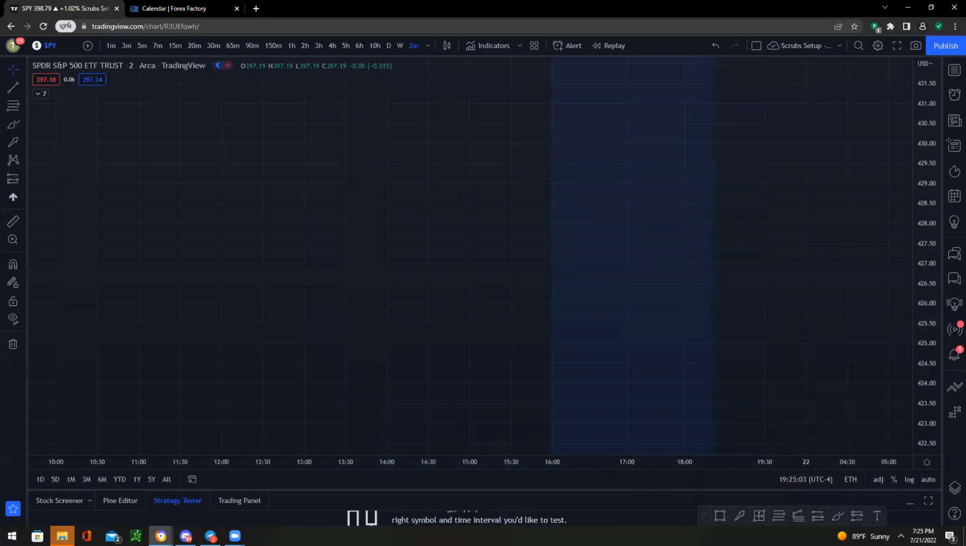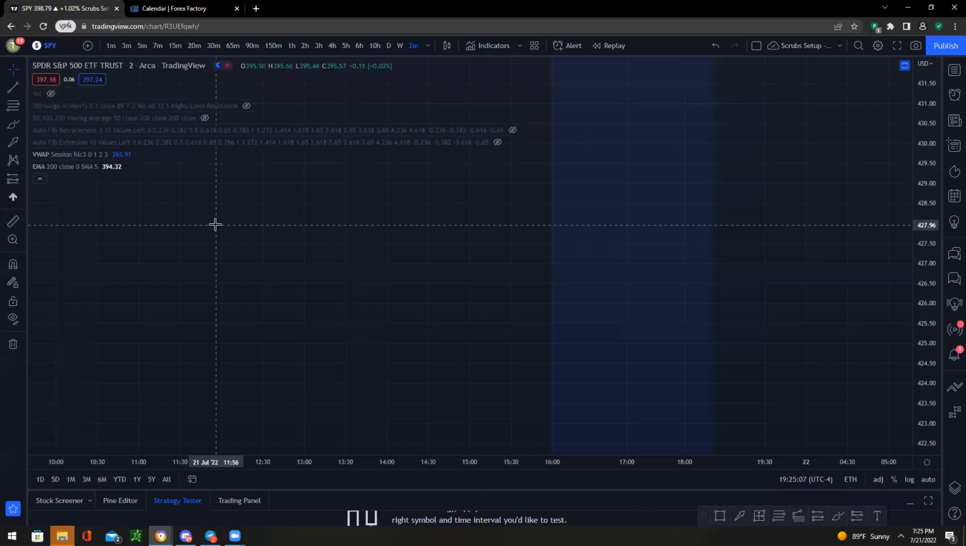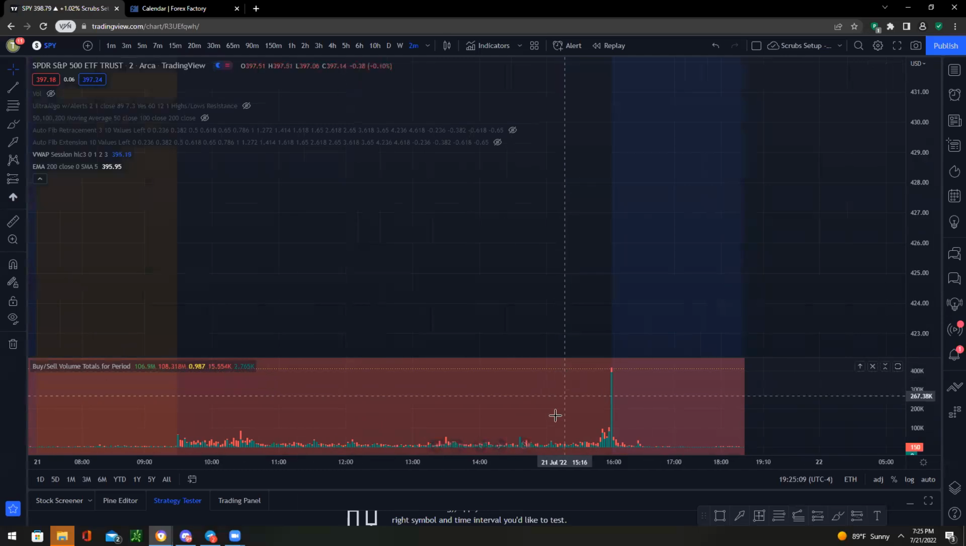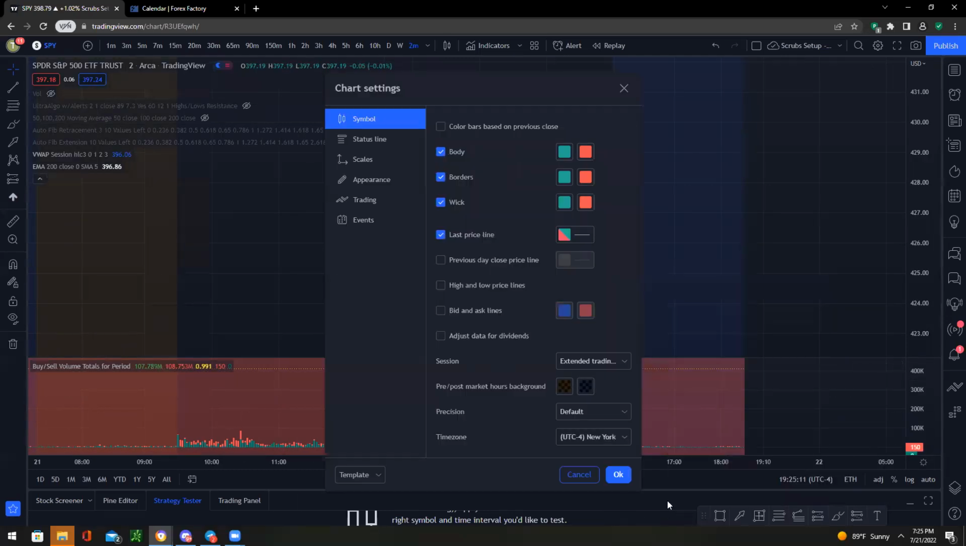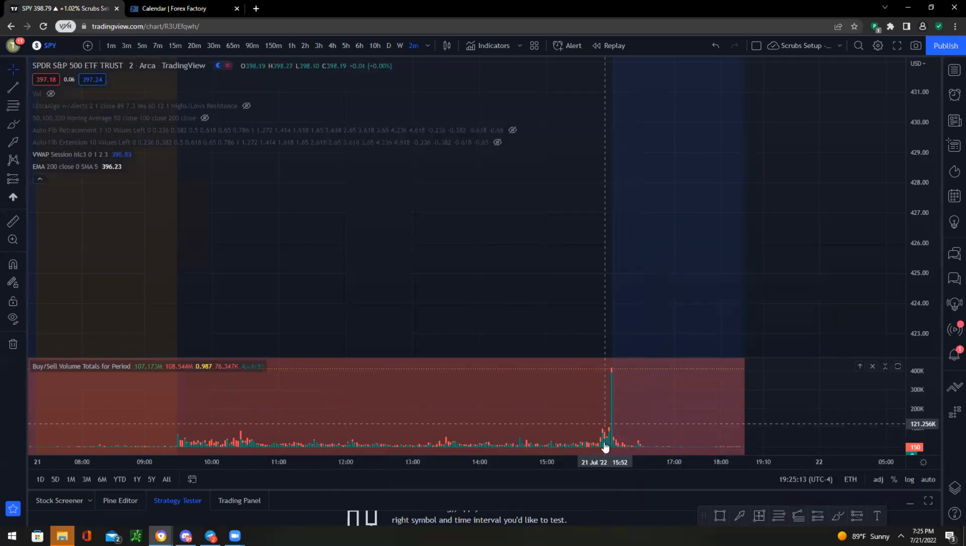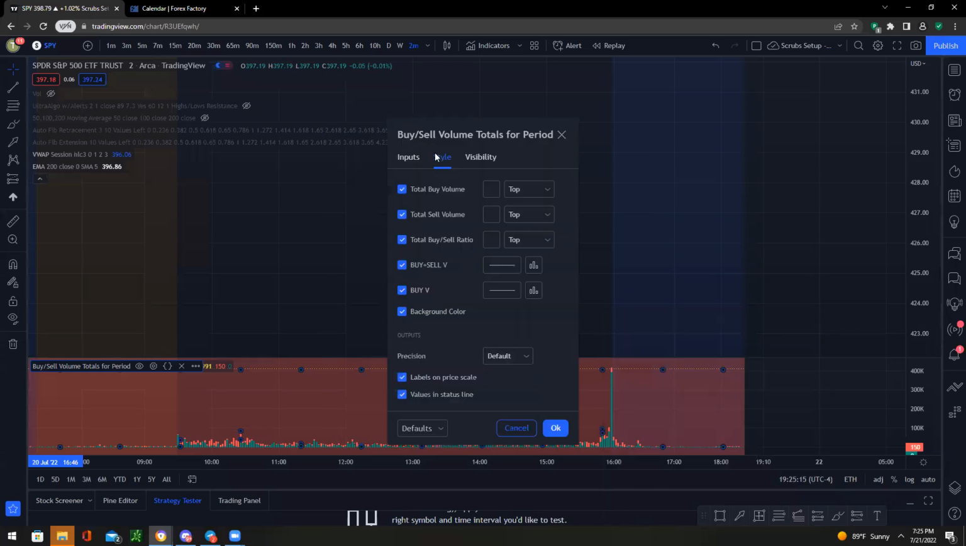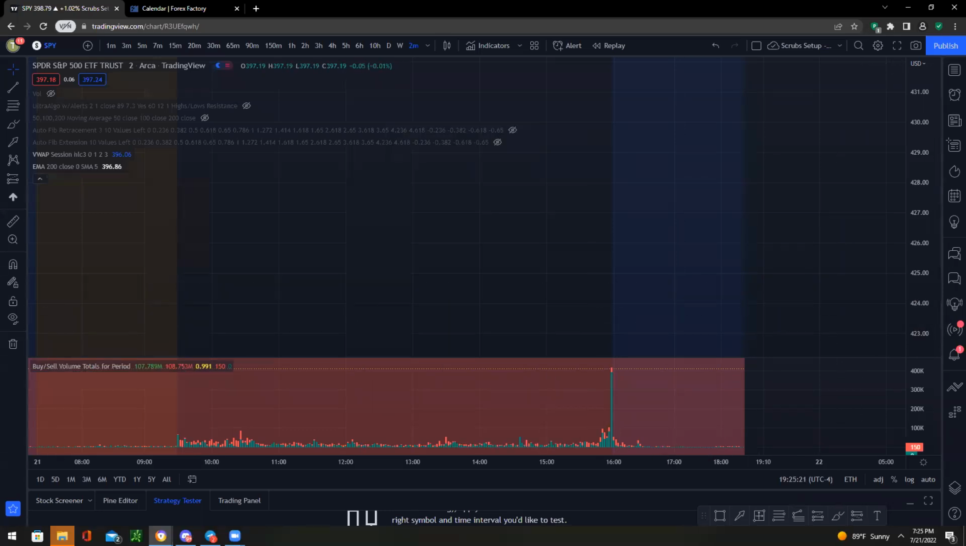What else we have here? Let's see, what indicator? I'll do it one more time for you guys. Buy, sell volume. Do you use Fibonacci levels for your analysis? Yes, I do.